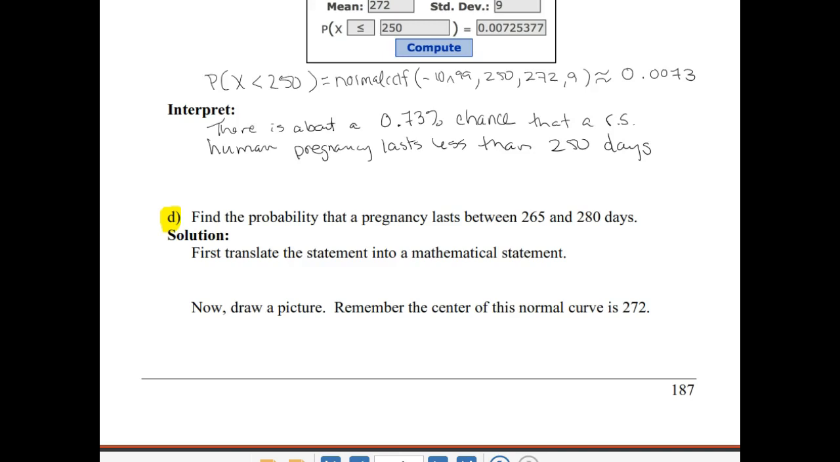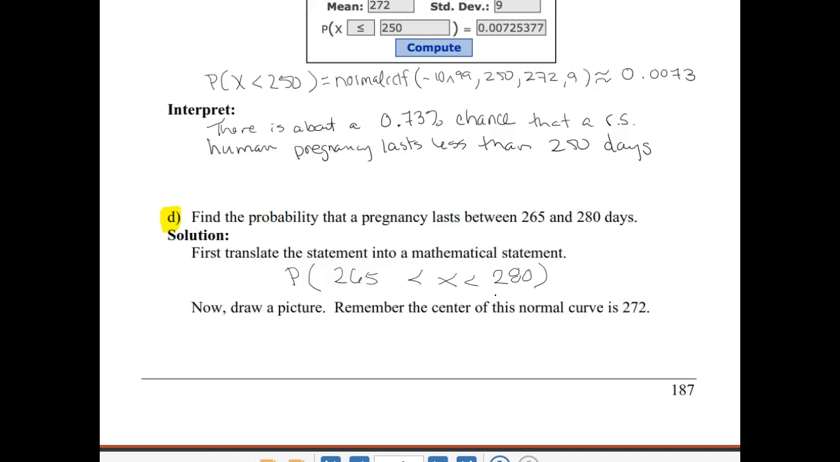So for part D, we're asked to find the probability that a pregnancy lasts between 265 and 280 days. So first we're going to translate that statement into a mathematical one. We want the probability of something, so P parentheses. If we translate that into a mathematical statement, we would have the probability that x is between 265 and 280. And it just says between, it doesn't say between inclusive, so we're not going to put the endpoints here. But remember, in the probability computation, we just leave this as 265 and 280, unlike in discrete random variables where we would rewrite these intervals to include an endpoint. For continuous random variables, we're looking at area under a curve, and that does not change whether an endpoint is included or not.